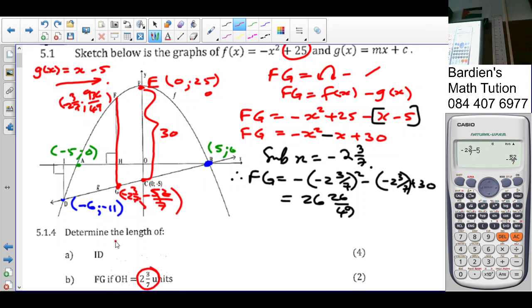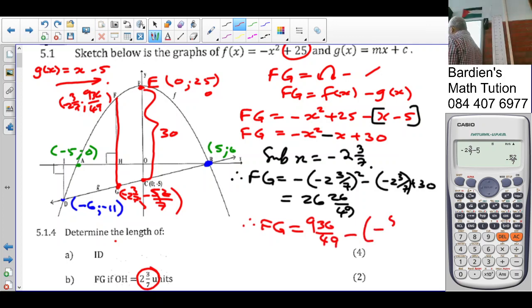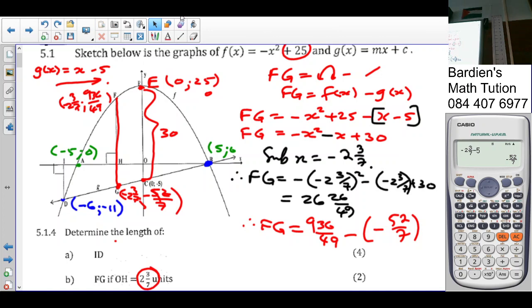Right. Then to get a distance, what I could have said also for FG, it's going to be the top graph, which is 936 over 49, minus the bottom graph, which is negative 52 over 7. So 936 over 49 plus 52 over 7. It will be 1300 over 49, which is the answer we got there. Okay, that's also why you could have done it.